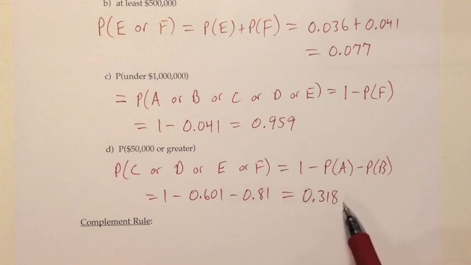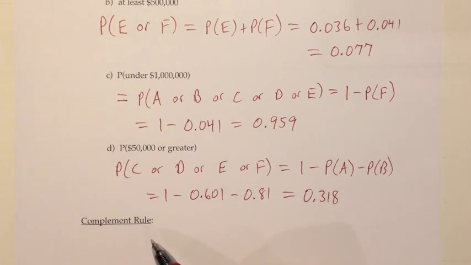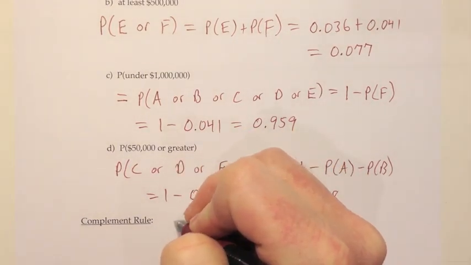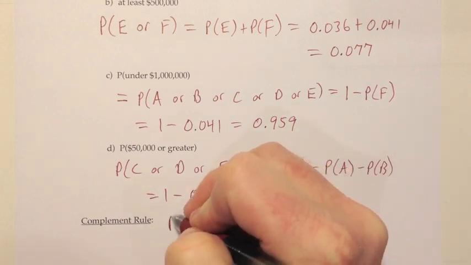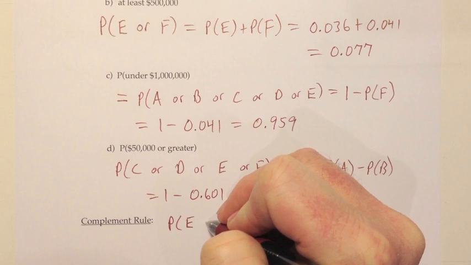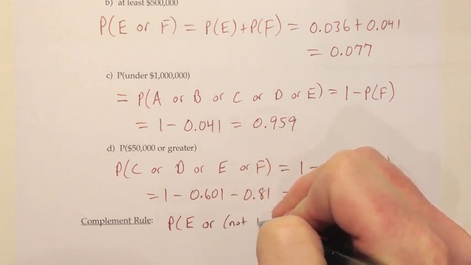That idea of subtracting what you don't want instead of adding what you do comes from the complement rule. The complement rule says, let me show you a picture here. Let's say we were doing the probability of an event E or its complement, not E.